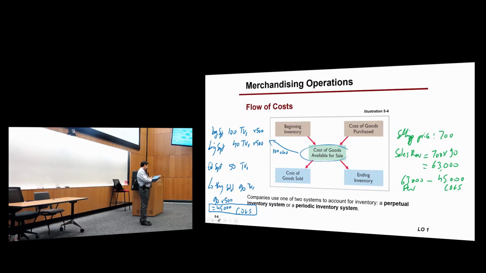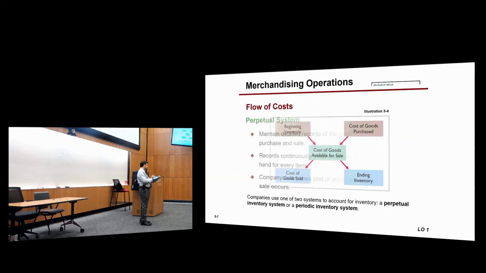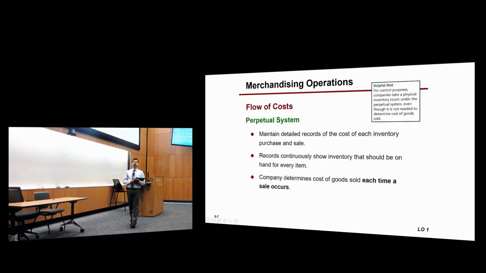Okay. Now there are two ways of calculating the cost of goods sold and the ending inventory. There is one system that is called the perpetual system. Now what do we mean by perpetual system? Perpetual system means that the company would perpetually, continuously, update their cost of goods sold and the balance of their inventory after every sale.